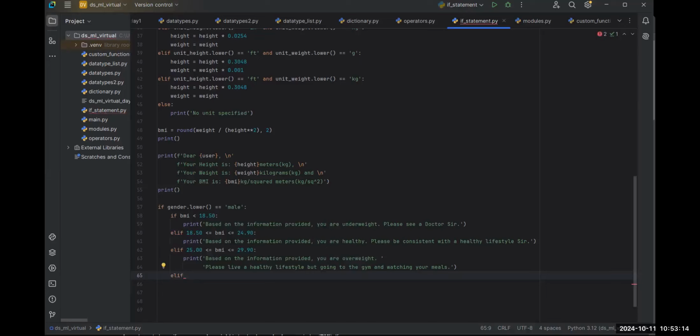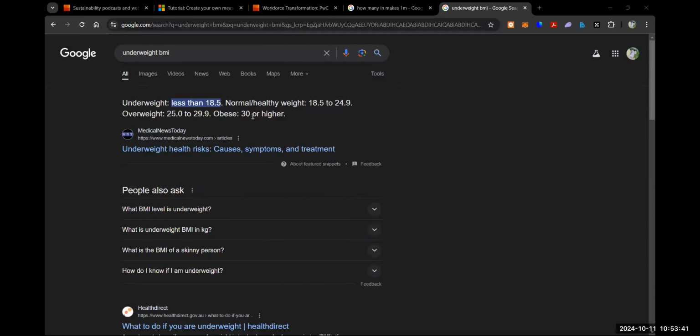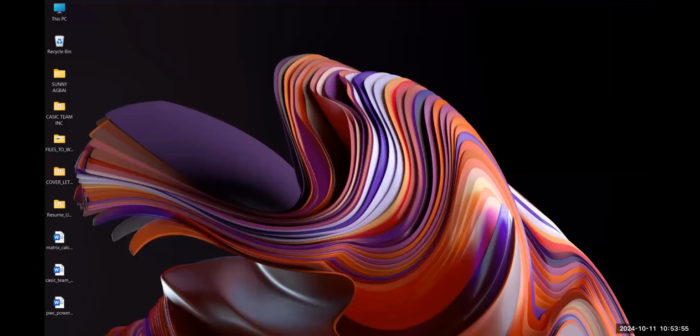Now, BMI greater than, sorry, this is greater than 29. No, that's 30, right? Let's check again. BMI obese is 30 or higher. Okay, so greater than or equal to 30. So that is our condition for those who are obese, right?